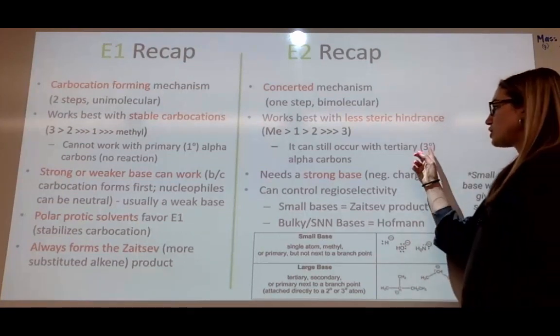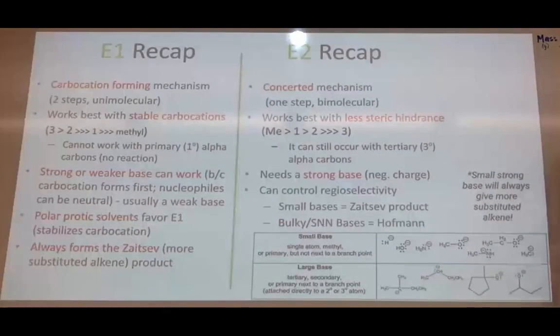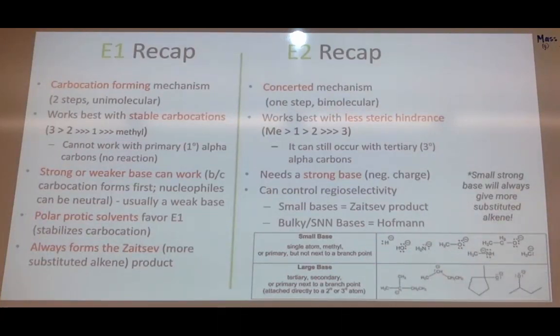If we see a tertiary alpha carbon, that's typically going to go over to the other side, depending on the solvent. So we do need a strong base. Strong bases we see with negative charges. So at the bottom, I showed the small base versus large base, and notice how the small bases with these strength all have negatives. This came out of the intro activity. We have all these negatives: OH minus, NH2 minus, OCH3 minus. Those are your strong bases.